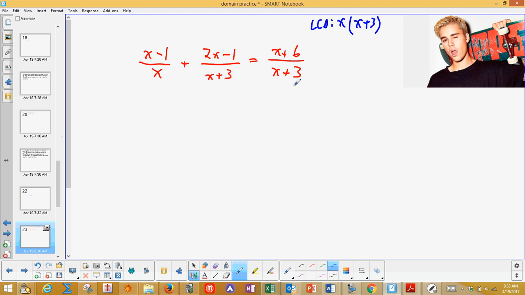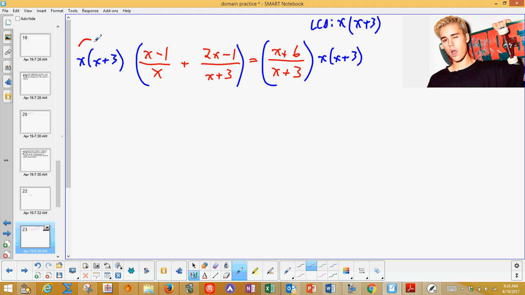If I had to do some factoring, I would do that, but we'll get to that. And then what I do is I multiply both sides by that least common denominator. So I take this side and multiply times x plus 3, and this side and multiply times x plus 3. And what happens is I distribute.